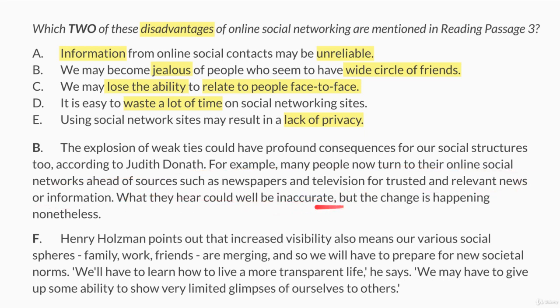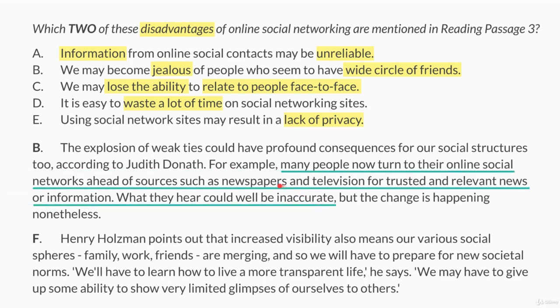So over here, we have the term inaccurate. So it's saying that, for example, when people turn to social networks for news, when they're looking for trusted and relevant news, the information that they find can be inaccurate. This is a disadvantage. We don't see the word disadvantage, but this is an example of a disadvantage, that is synonym language. So in this area, we have found our matching sentence.